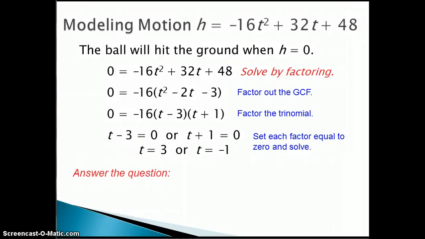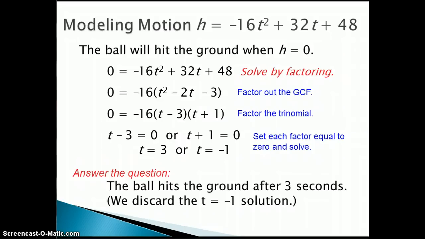Then we need to answer the question. How long does it take the ball to hit the ground? Well, the ball hits the ground after 3 seconds. That's because t equals negative 1 doesn't make any sense, as the ball would hit the ground 1 second before it's even thrown. So we discard the negative solutions when they don't make sense in terms of the problem. For this one, even though there are two solutions to the equation, there's only one that actually solves the application problem.